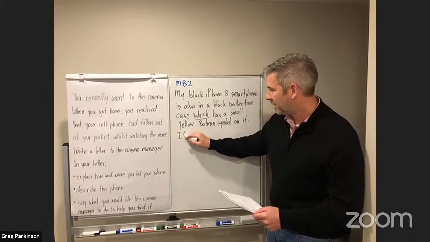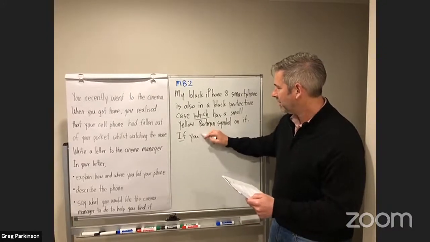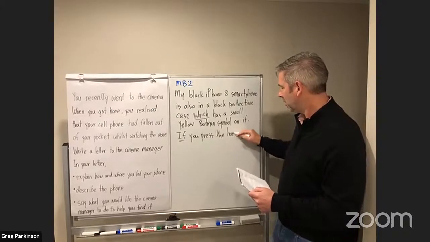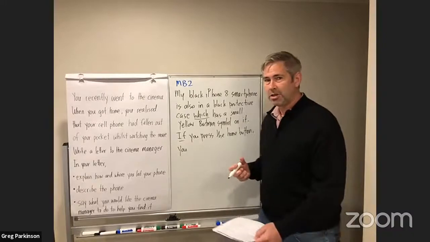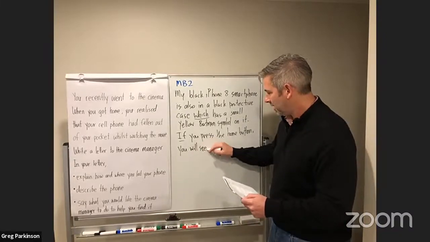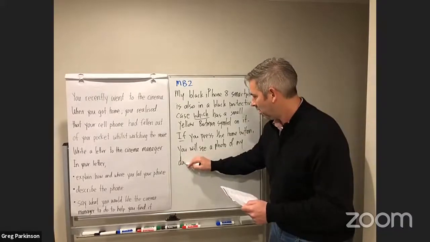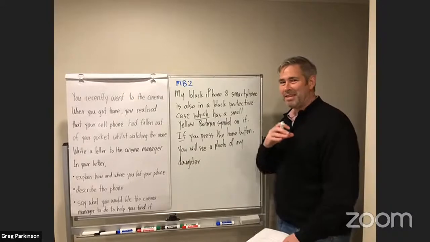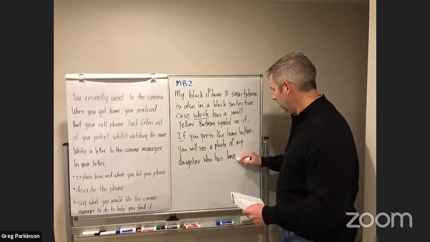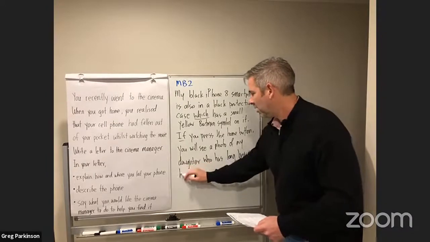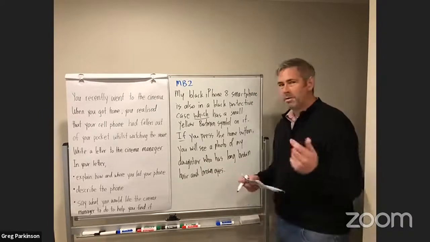And another complex sentence here, if, and I'm thinking about my smartphone, this bit is true. If you press the home button, comma, you will see, again, I'm imagining that the manager of the cinema is going to do this. You will see a photo of my daughter. And I'm just making these sentences as complex as I can. Who has long brown hair and brown eyes, right?